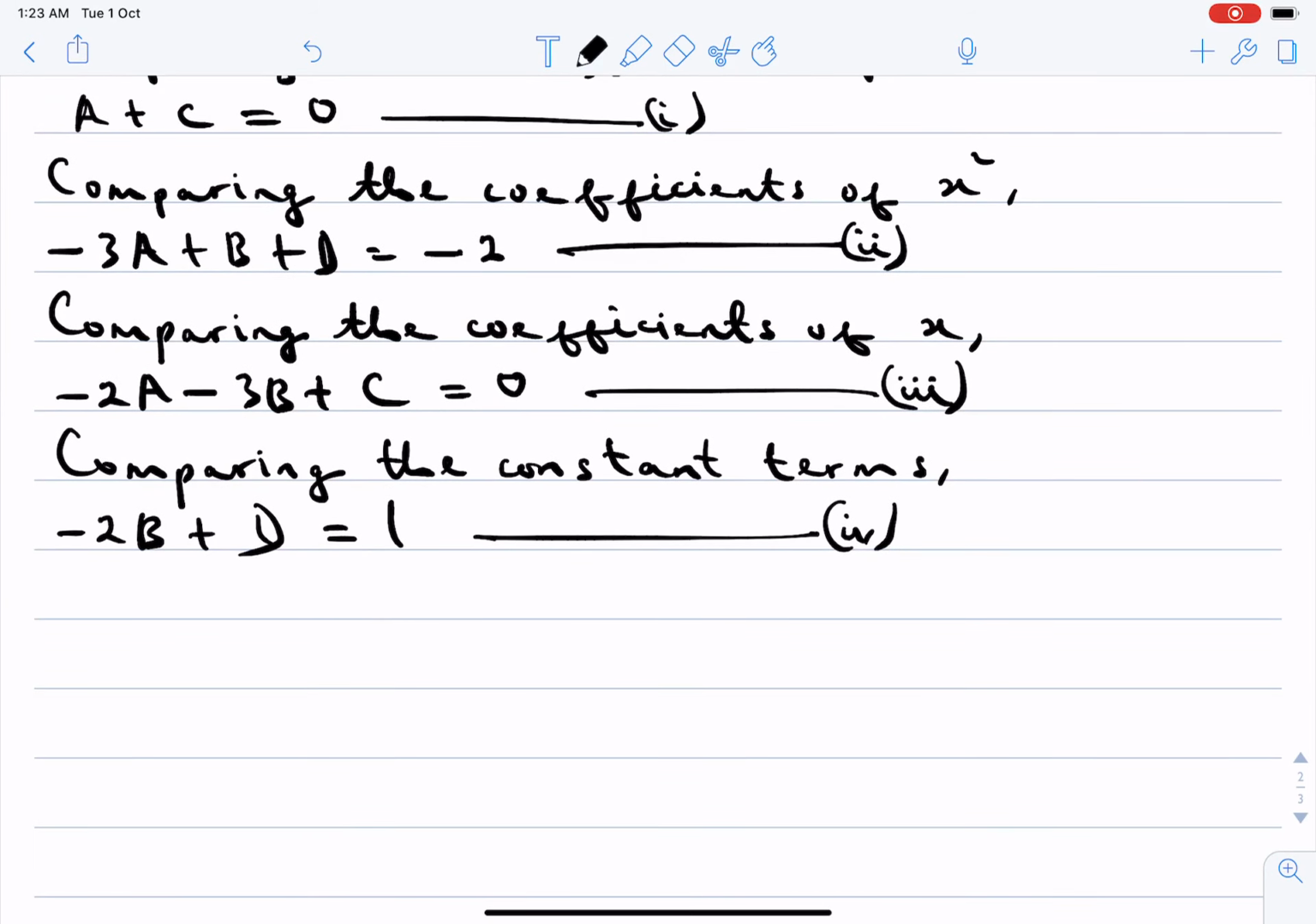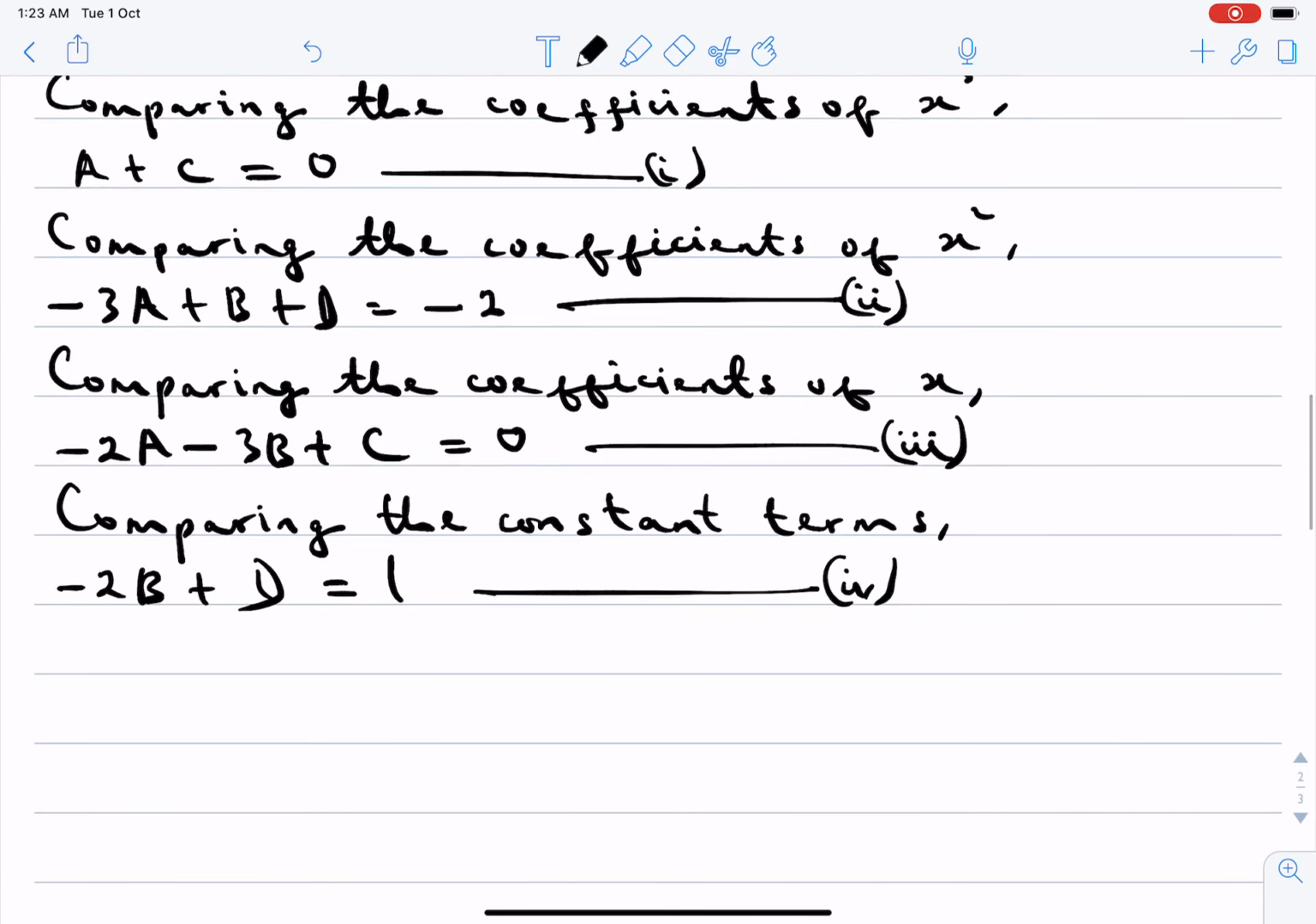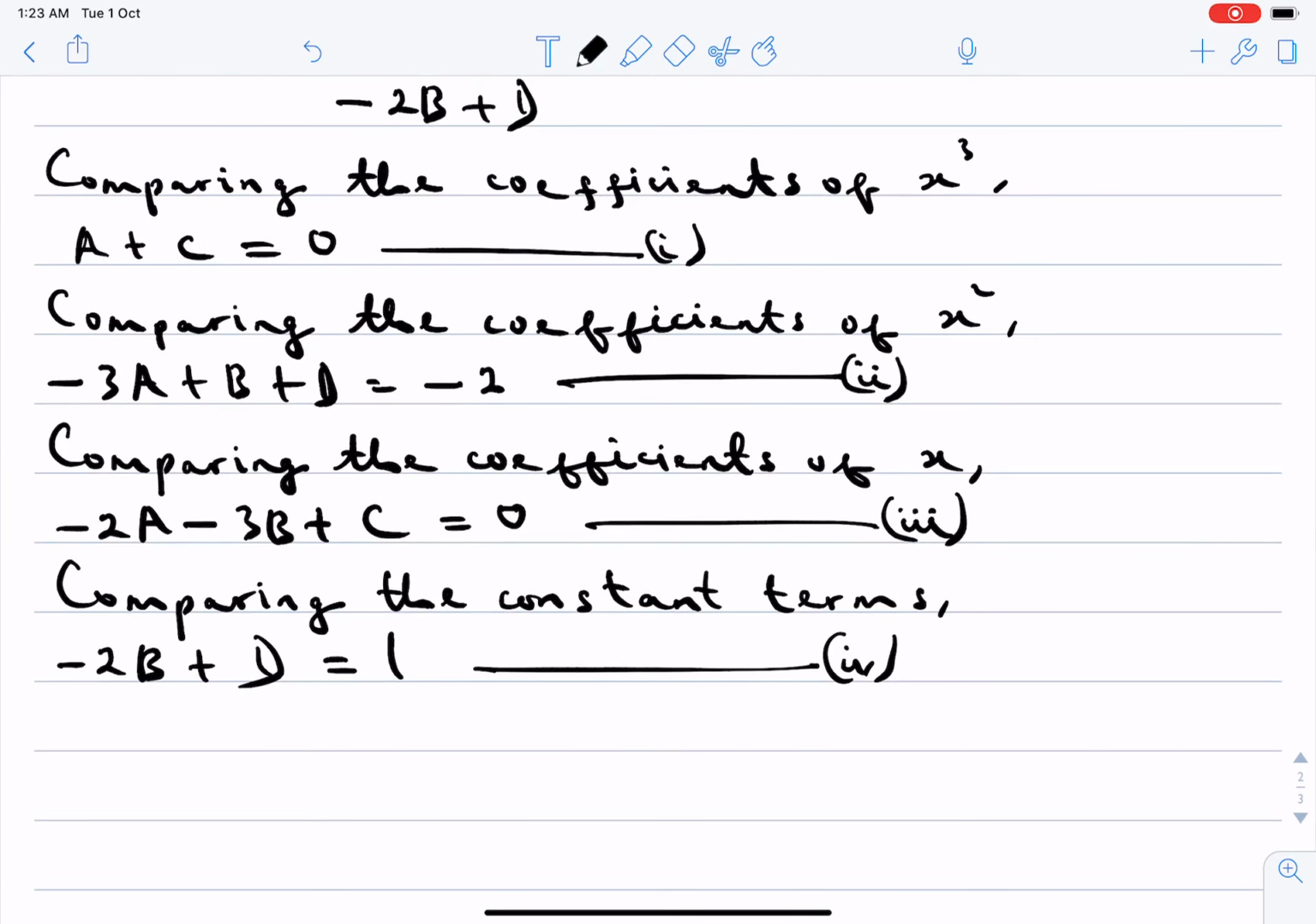Now we solve these equations to obtain the values of the constants a, b, c, and d. What I'm going to do is I'll make c the subject of equation 1 and put it in equation 3 to get another equation in terms of a and b. And then I'll make d the subject of equation 4 and put it in equation 2 to also get another equation in terms of a and b. Then I'll solve the two new equations in terms of a and b simultaneously.